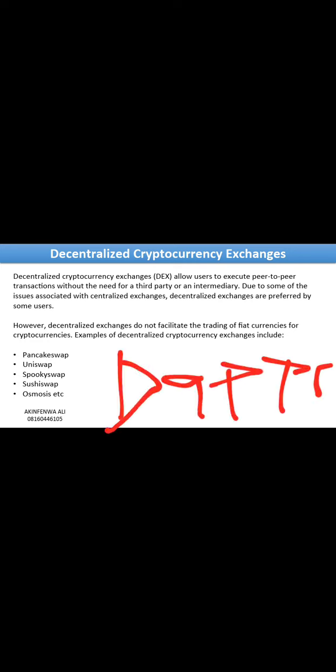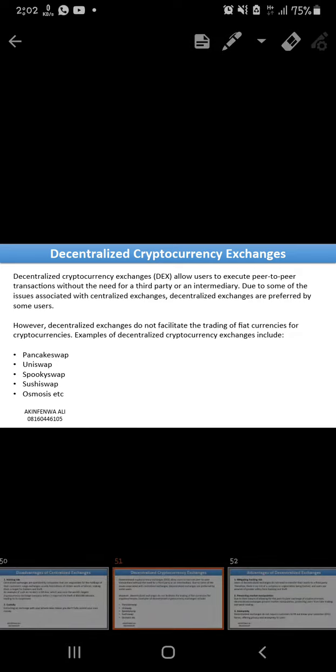Examples of them are PancakeSwap, Uniswap, SpookySwap, SushiSwap, Osmosis. You see many of them. If you are looking for them, you can go and check them on any wallet dApps, decentralized applications. You will see many of them there. So that is it. Decentralized exchanges remove the third party in between you, and they are also created on the blockchain, so the risk of hacking is very, very low.